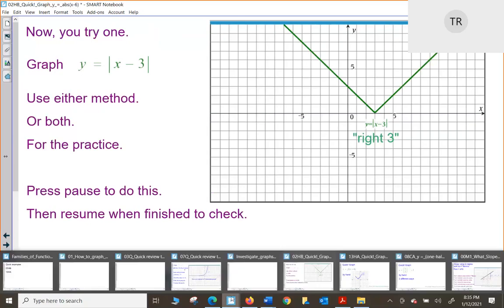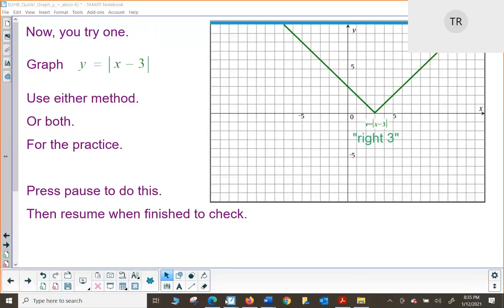Let's see where we are here. All right, so let me show one more of that.